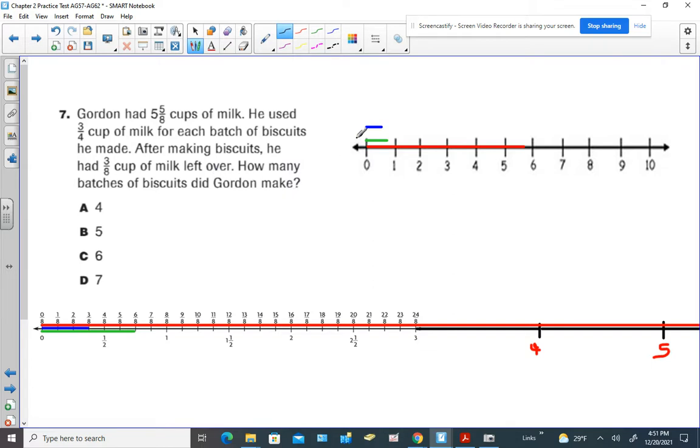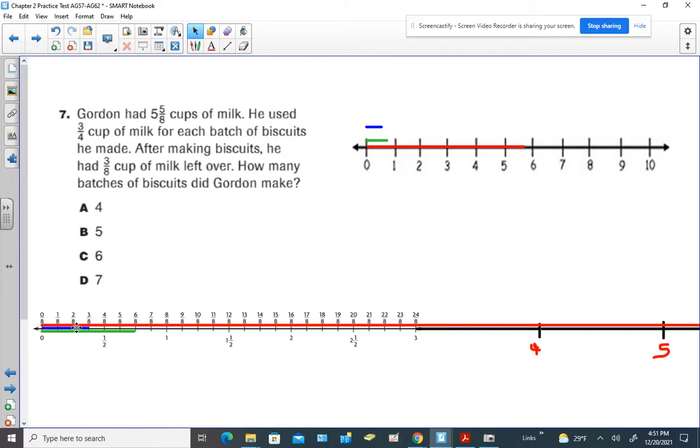All right, so I have this version of it. This red line represents the 5 and 5/8 cups of milk. I also have it represented here on a kind of a blow up version of that, even though it's not on the screen. And this right here represents the 3/8, remember, how much he has to have left over. And the green line represents 3/4, which is equivalent to 6/8. That's how much for each batch of biscuits.